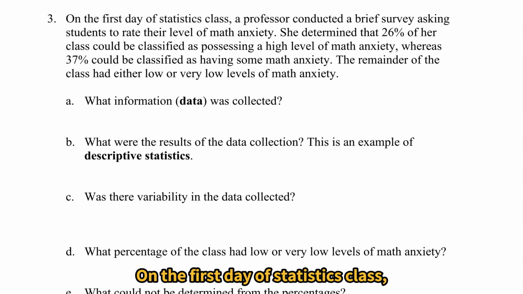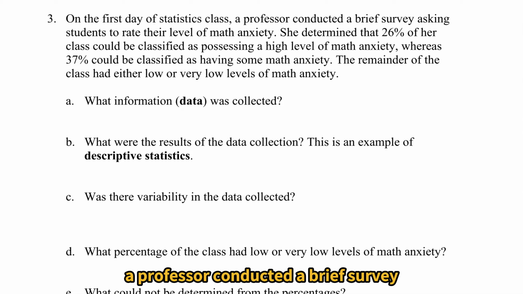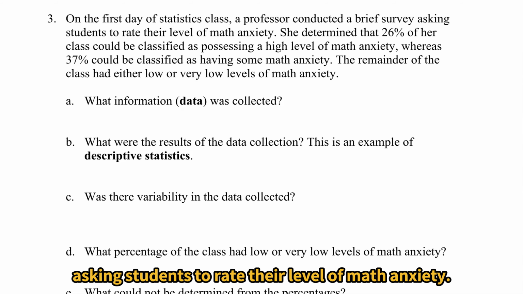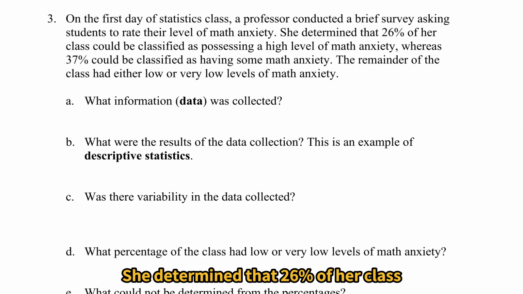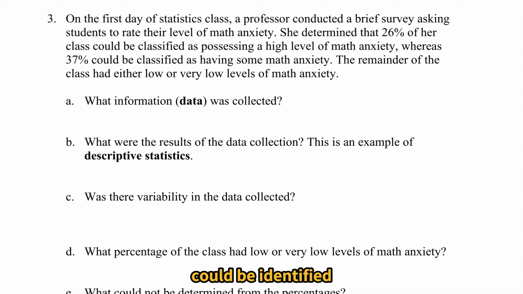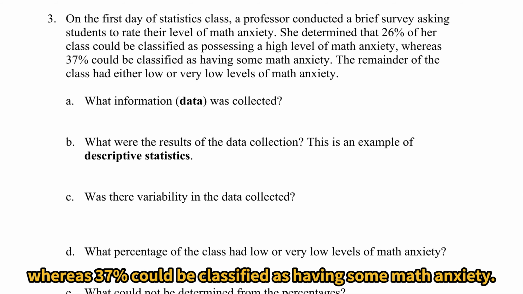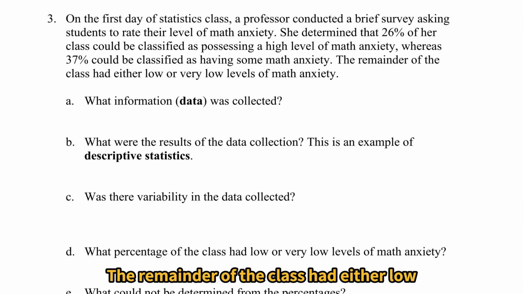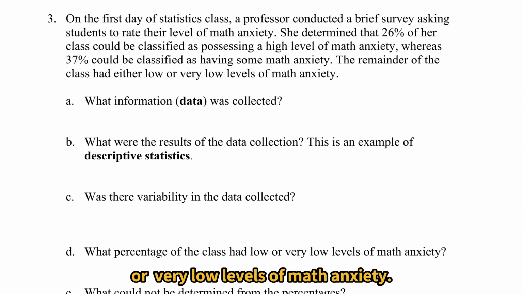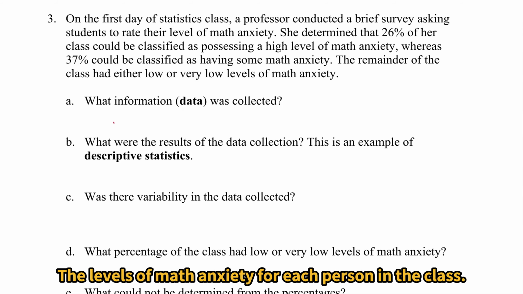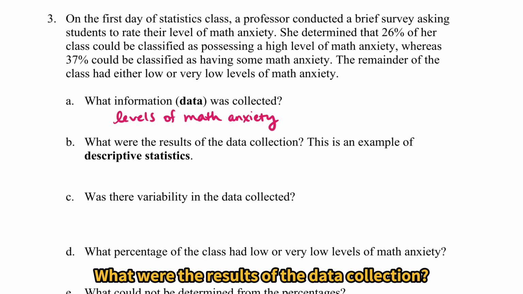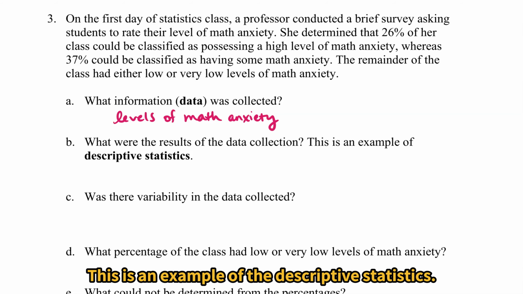On the first day of statistics class, a professor conducted a brief survey asking students to rate their level of math anxiety. She determined that 26% of her class could be identified as possessing a high level of math anxiety, whereas 37% could be classified as having some math anxiety. The remainder of the class had either low or very low levels of math anxiety. What data was collected? The levels of math anxiety for each person in the class. What were the results of the data collection? This is an example of the descriptive statistics.